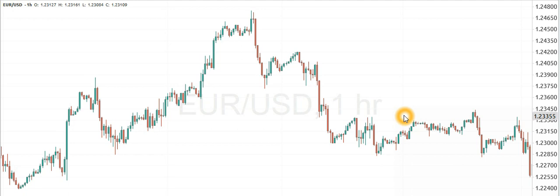And what we're going to be focusing on today is drawing trend lines, and the three types of trend lines that exist.